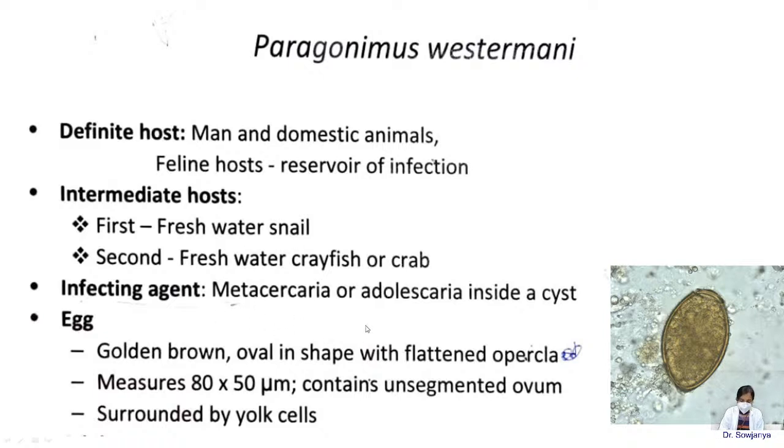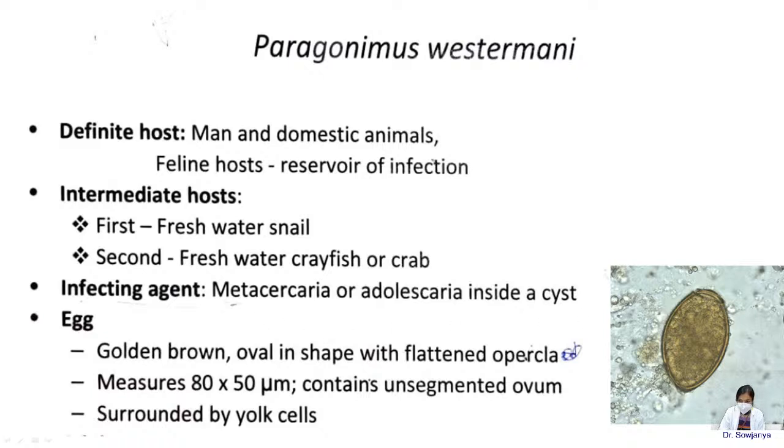One typical thing about the clinical features is that the sputum will be brown in color, and the brown color is not because of blood, but because it contains the eggs of Paragonimus, which give it a brown color. And because of its clinical features, that is fever, cough, weight loss, it is mostly confused with tuberculosis. So in regions where they are endemic, we should keep the diagnosis of Paragonimus in mind also.